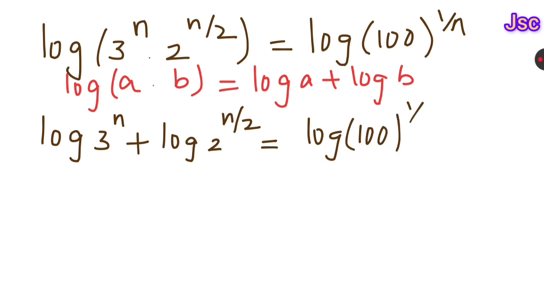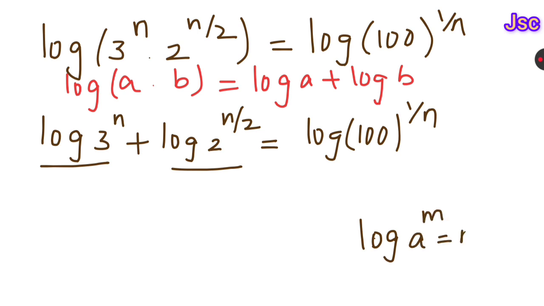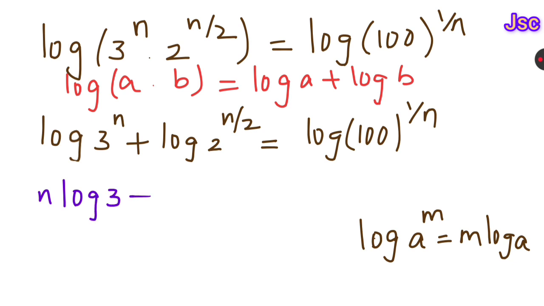Now log 3^n, log 2^(n/2) and log 100^(1/n), all the terms are in the form of log of a raised to the power of m. So we can write this as m times log a. Use that property here. The first term turns into n times log 3, plus the second term turns into n over 2 log 2. The right hand side term turns into 1 over n log 100.